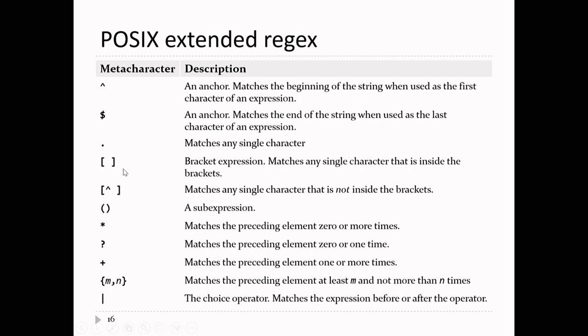Square brackets match any character that's inside the brackets. That's the same as regular bash string pattern matching: match any single character. If you use the caret as the first character inside the square brackets, then that will match any single character not inside the square brackets. You can group parts of your regular expression using parentheses. I'll show you an example of that.